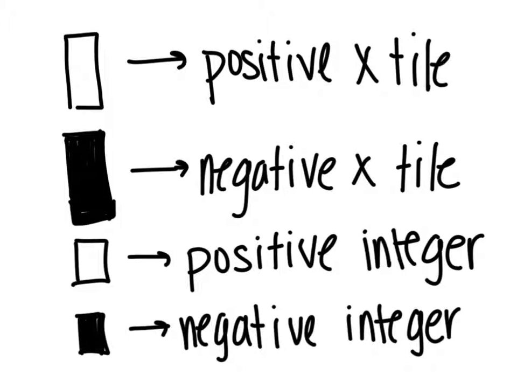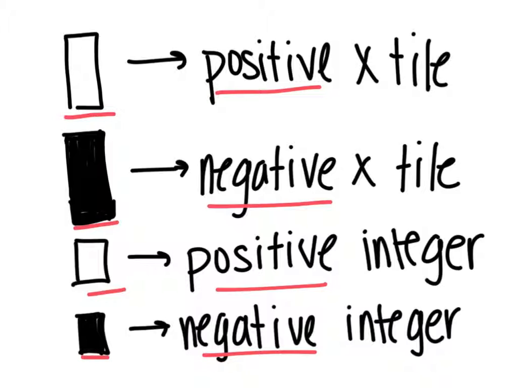In this video, we're going to talk about how to solve equations using tiles only. So I have this first slide here where we're going to talk about the different types of tiles. A tall rectangle that is not shaded in is a positive X tile. A tall rectangle that is shaded in is a negative X tile. The squares, if it's a square not shaded in, it's a positive integer. And if it is a shaded in square, it is a negative integer.